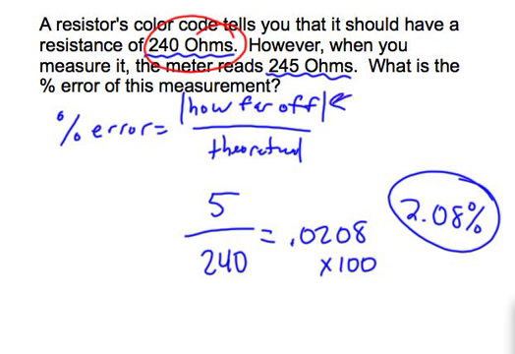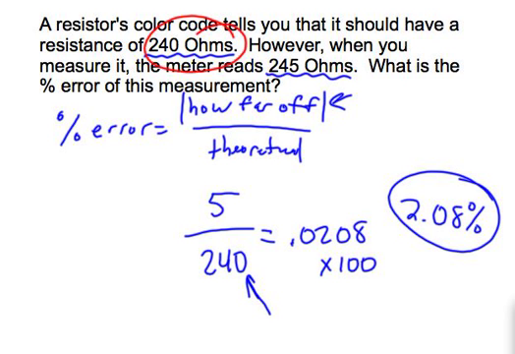So again, how far off you are divided by the theoretical value. Don't divide by 245. That's the most common mistake here, is choosing the wrong thing to divide by. So that's why I think this is a better formula. I think you're less likely to do that. Again, whatever you get, multiply by 100 if you want it to be a percent.